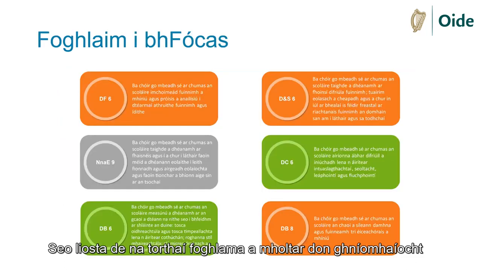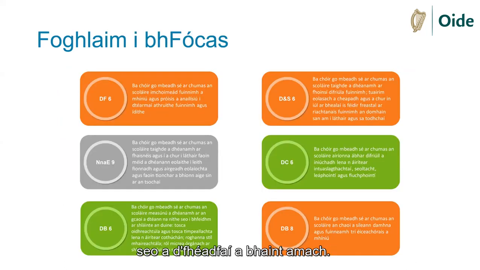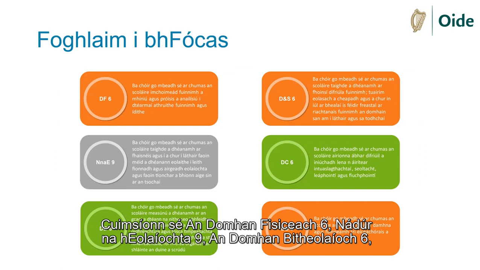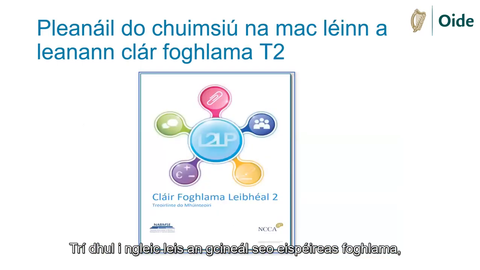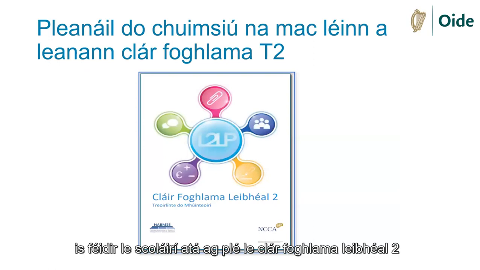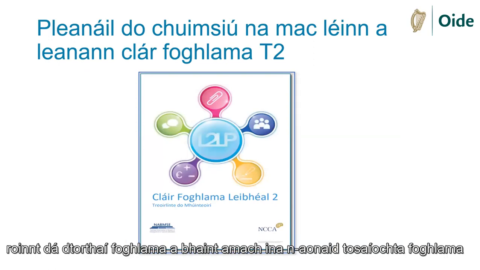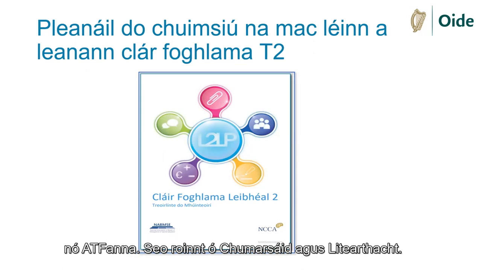Here is a list of the suggested learning outcomes that could be achieved for this activity. It includes Physical World 6, Nature of Science 9, Biological World 6, Earth and Space 6, Chemical World 6, and Biological World 8. By engaging with this type of learning experience, students engaging with a Level 2 learning program can achieve some of the learning outcomes in their Priority Learning Units or PLUs.